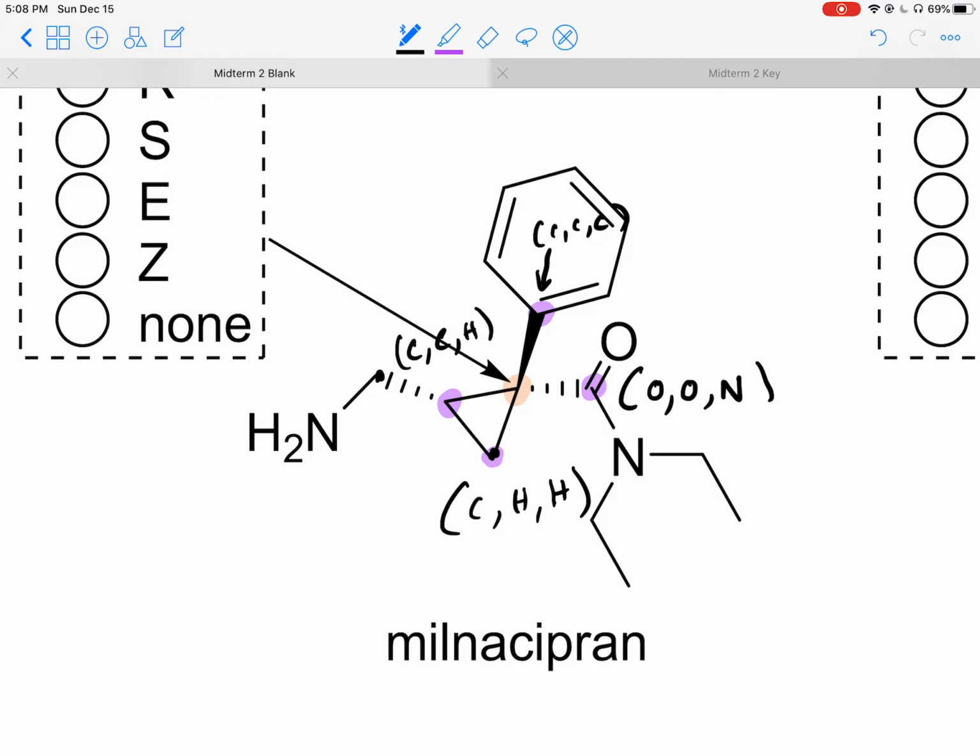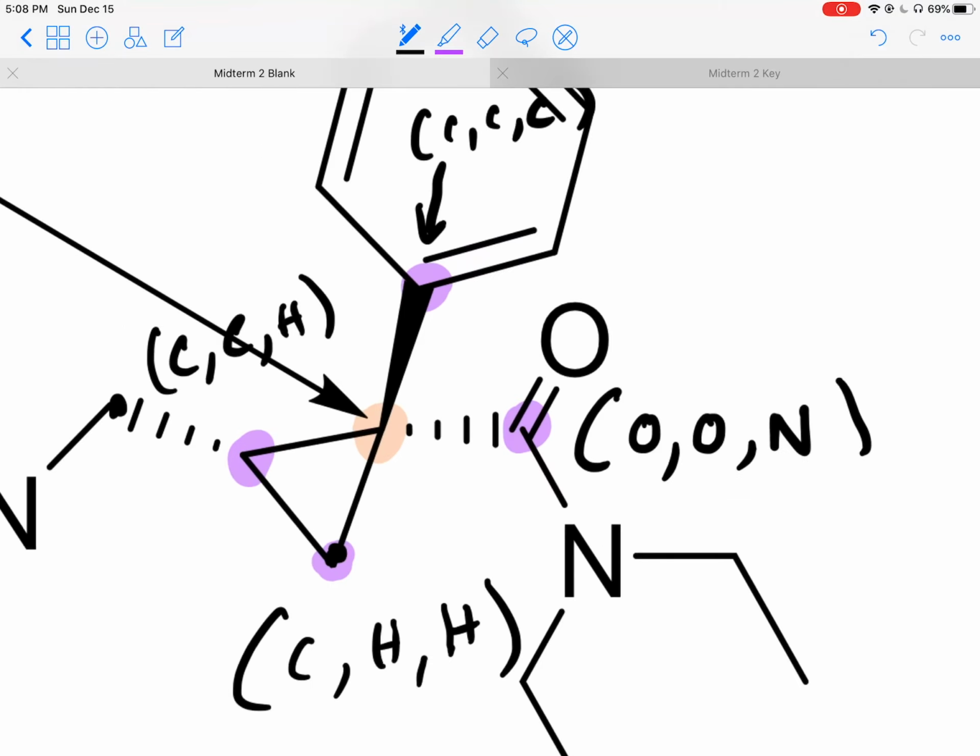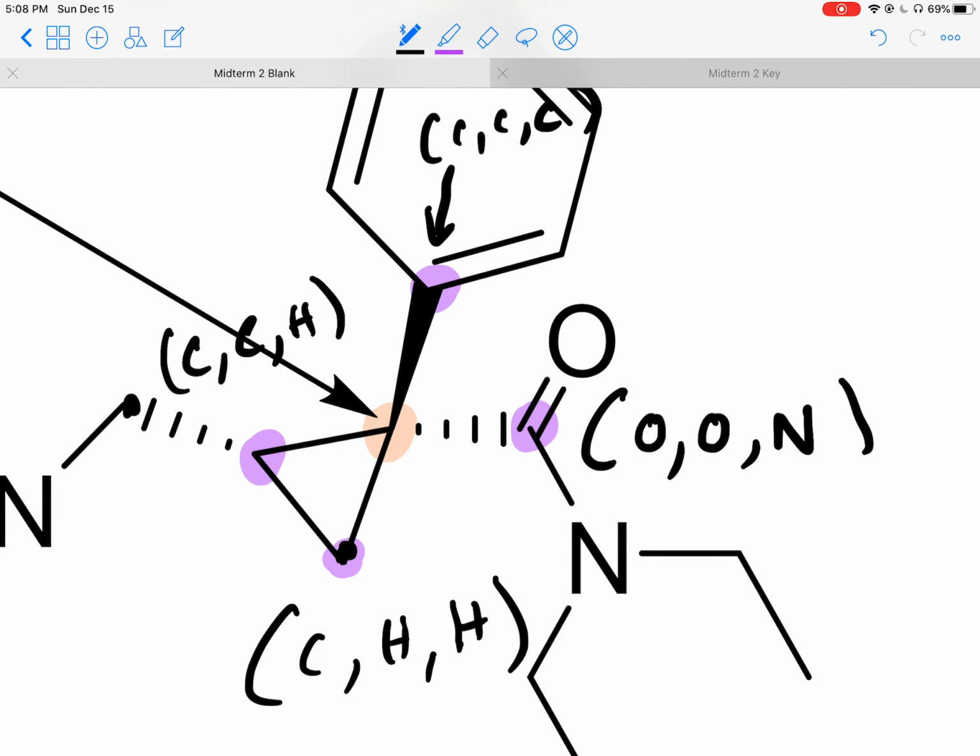Let's number these priorities, because they're all four different already, so we don't have to look at the next connection. This one is going to be number 1 because it's connected to oxygen, and everything else is connected to carbons and hydrogens. Then we look at which one is connected to the most carbons. This one right here in the benzene is going to be number 2. It's connected to three carbons.